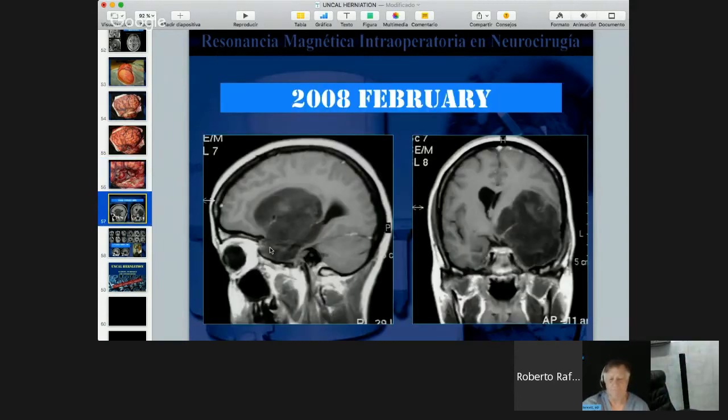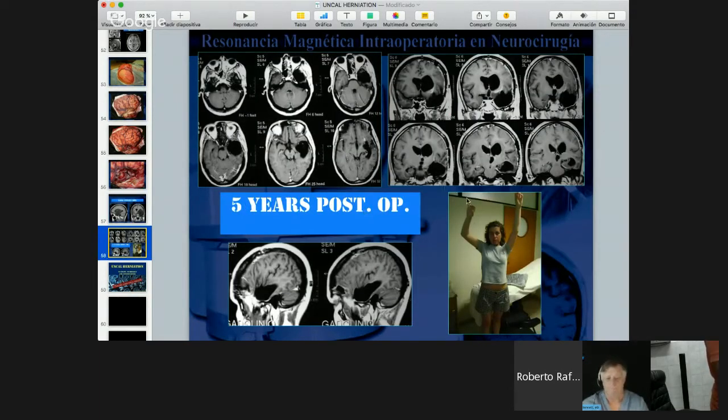Another case, a very important big tumor here, and you can see very important herniation of the hippocampus with displacement of the third ventricle. And this is the same patient 5 years post-operative with light hemiparesis and complete resection of this oligodendroglioma. And here again, you can see the middle fossa completely empty, and the brain stem completely free.